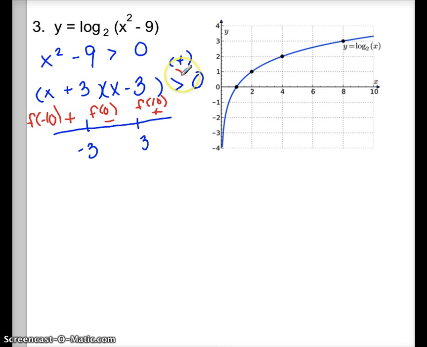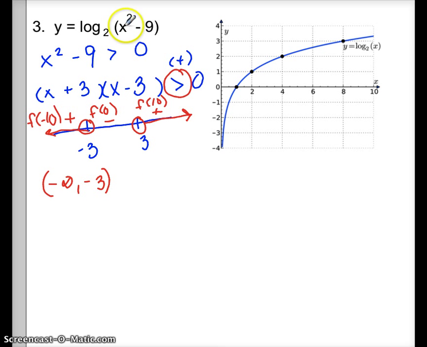So remember, we're looking for where our intervals are greater than 0 or positive. So the interval from negative infinity to negative 3 with an open circle, and from 3 to positive infinity would represent our positive domain. So we can say the domain of this function is from negative infinity to negative 3, parentheses, because there's no equal.